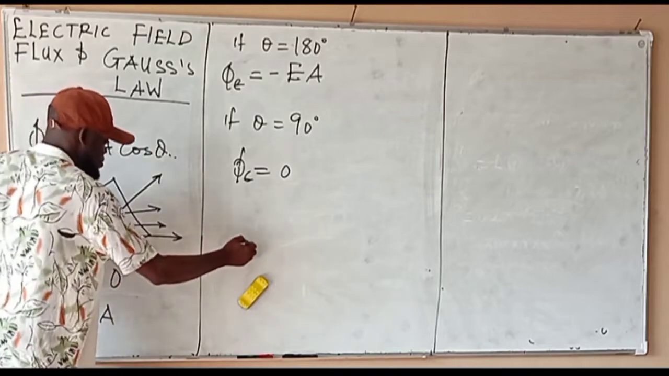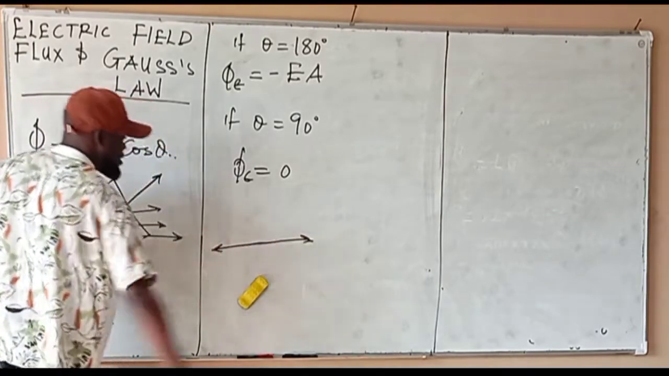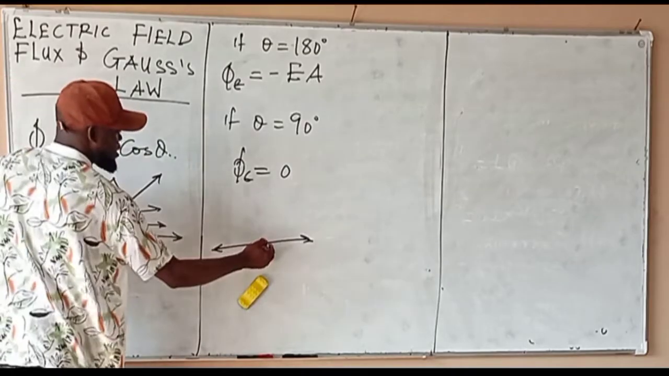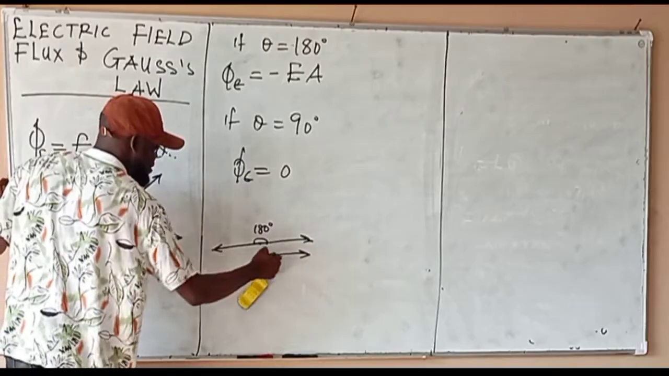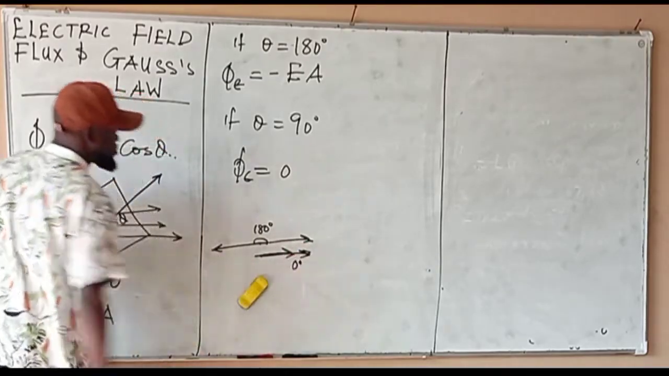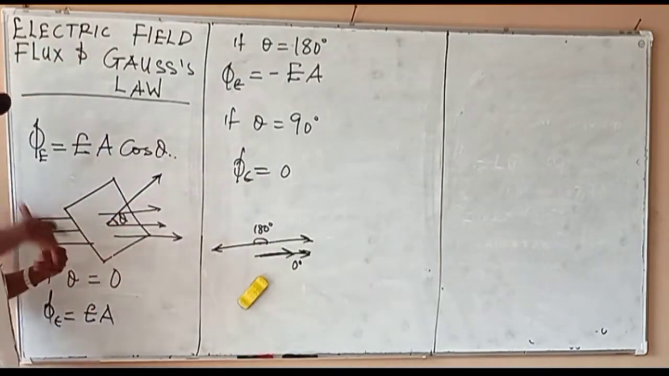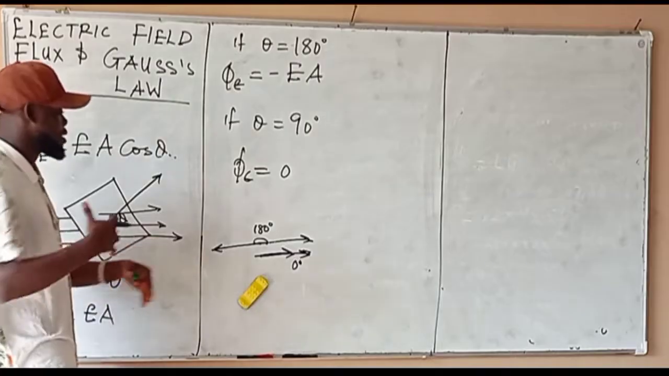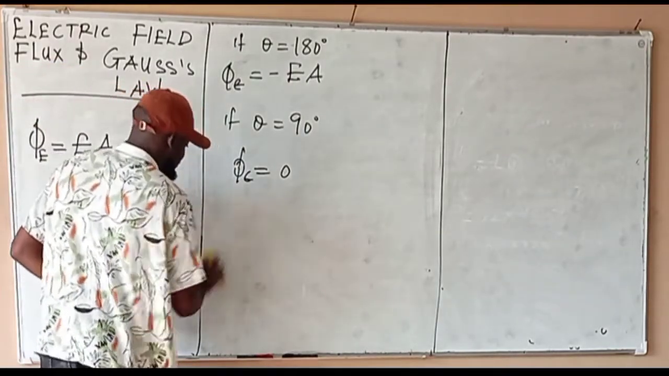It's not the line like this. There are two parallel lines, but the two parallel lines are in different directions. If you have two parallel lines like this, the angle between them is 180 degrees. But if you have two parallel lines like this, both of them in the same direction, the angle between them is 0 degrees. So both of them are parallel, 0 and 180. But one is in the opposite direction, and the other one is in the same direction. Take note of that.